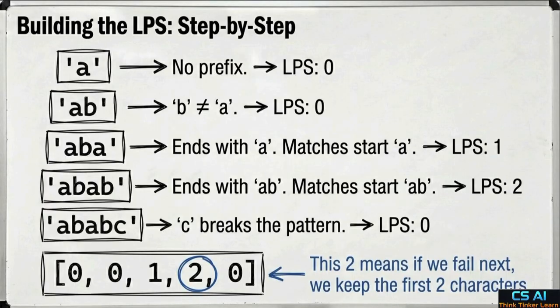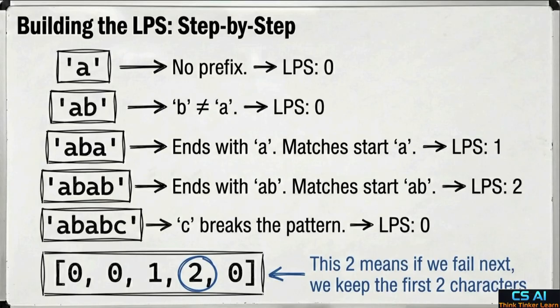Let's trace the construction of the LPS array for ABABC step by step. This is the processing phase. First, for the single character A, there is no proper prefix or suffix, so the value is 0. For AB, the suffix B doesn't match the prefix A, so we stay at 0. Now look at ABA. It ends with an A and starts with an A. That's a match. The length of this matching part is 1.